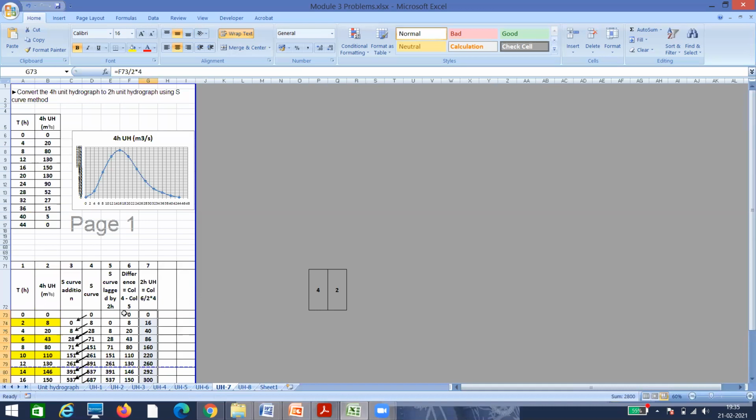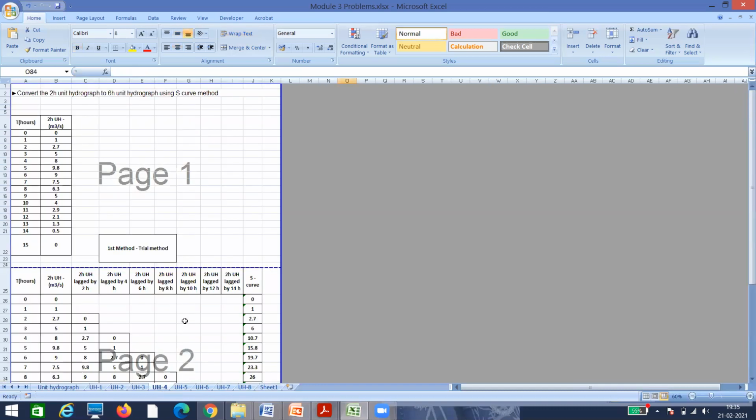Now here you're using the S-curve addition method. We have something called the trial and error method. For the trial and error method, generally all the values should be given: 0, 1, 2, 3, 4, 5, 6, 7, 8, all the times. Only then your trial and error method can be good.